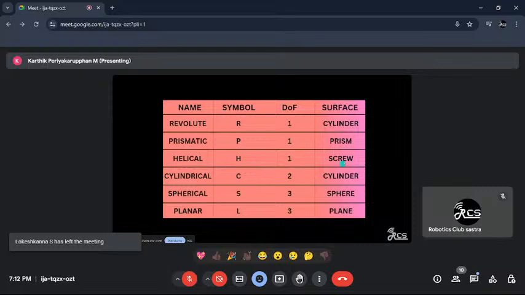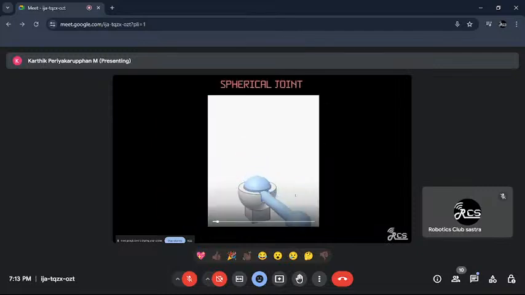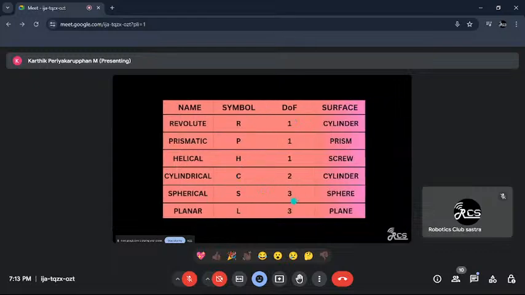Then the helical joint is like a screw structure, which can either screw or unscrew. Also, there is only one motion, so the degrees of freedom is again 1. But for the cylindrical joint, it is 2, because it allows both revolute and translational motion. Then the spherical joint rotates about all three axes, for the x-axis, for the y-axis, and for the z-axis. So as it rotates about all three axes, the degrees of freedom for the spherical joint is 3.